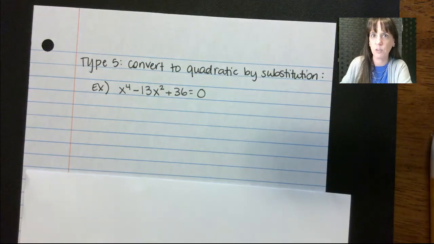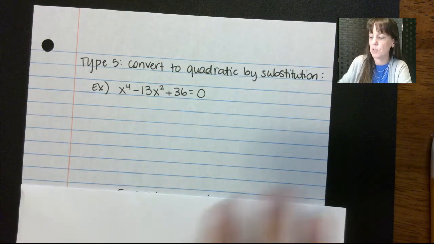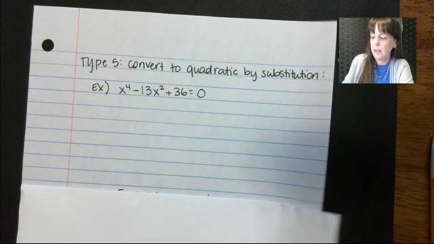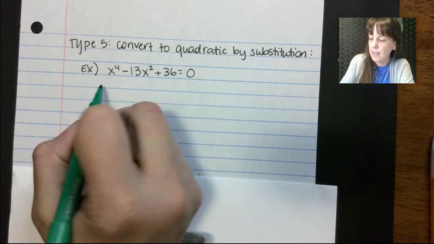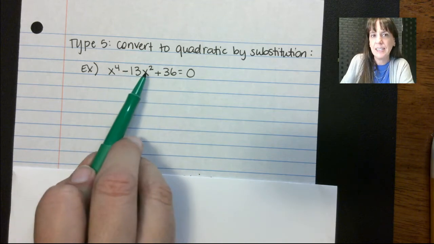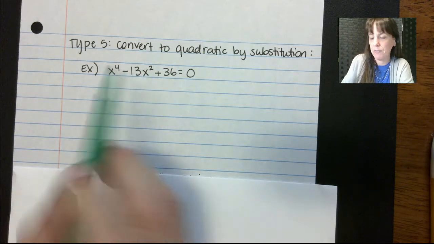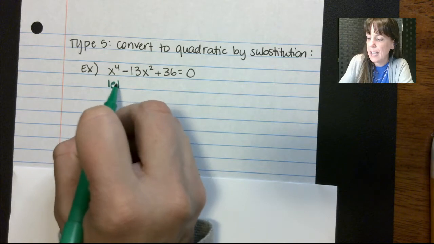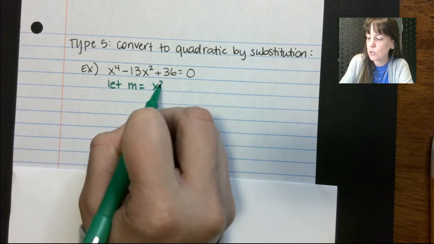The last one we just converted to a quadratic by factoring. This one we're doing some substitution. And what we mean by that is, you'll see that we have a trinomial here, and this guy in the center is exactly half of this one. So let m equal x squared.